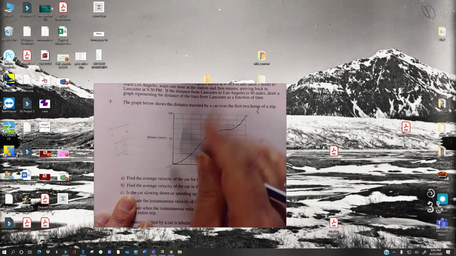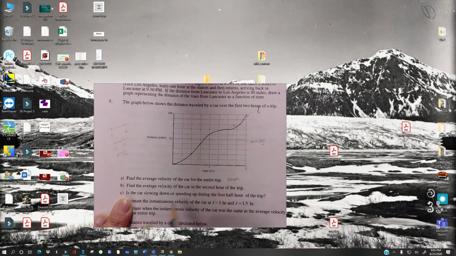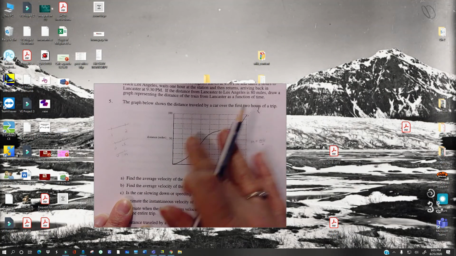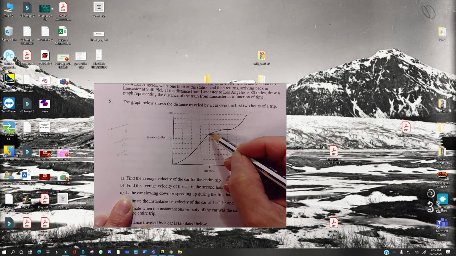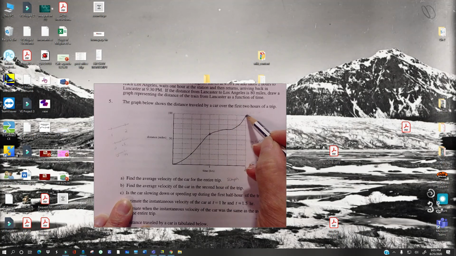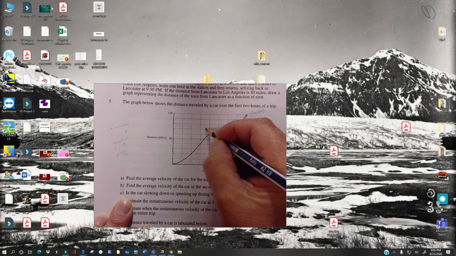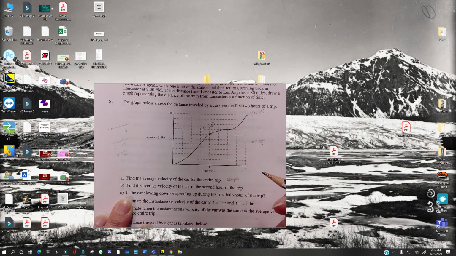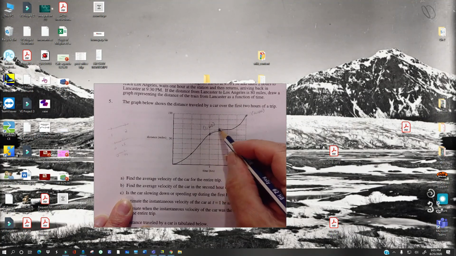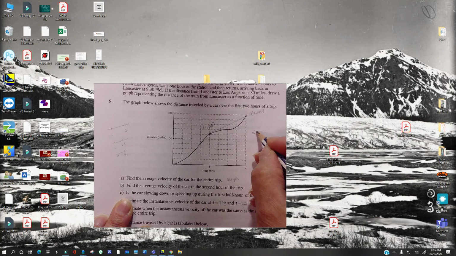In part B, it says, find the average velocity in the second hour of the trip. That's from hour 1 to hour 2. Again, this was (2, 100), and this is 60, it looks like. The slope of the secant line, which is the average velocity over that half of the trip, would be 100 minus 60 over 2 minus 1, or 40 miles an hour.